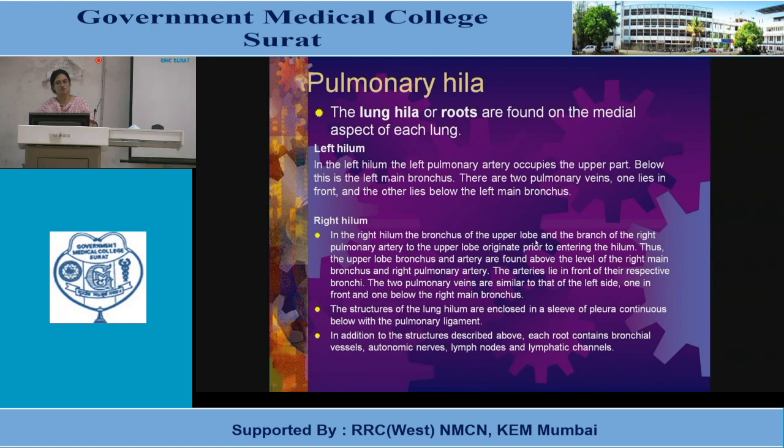Right hilum: the bronchus of the upper lobe and the branch of the right pulmonary artery to the upper lobe originate prior to entering the hilum. Thus, the upper lobe bronchus and artery are found above the level of the right main bronchus and the right pulmonary artery.